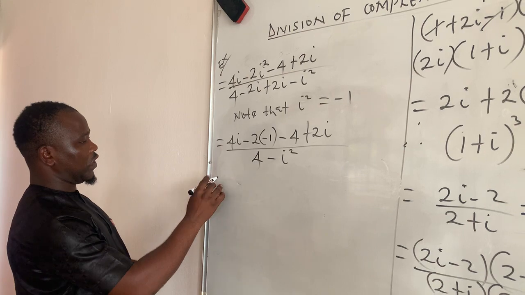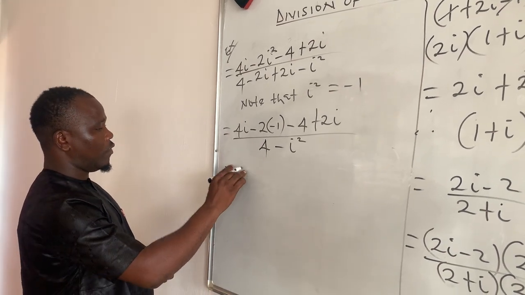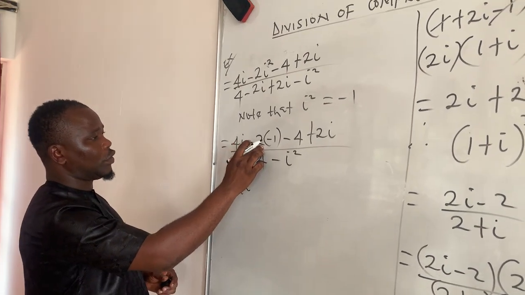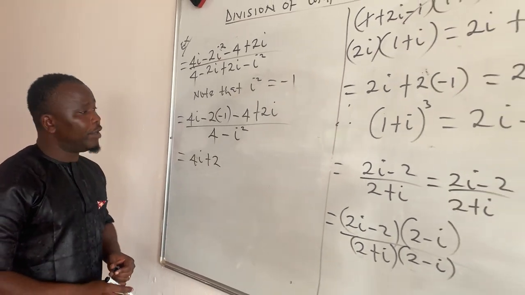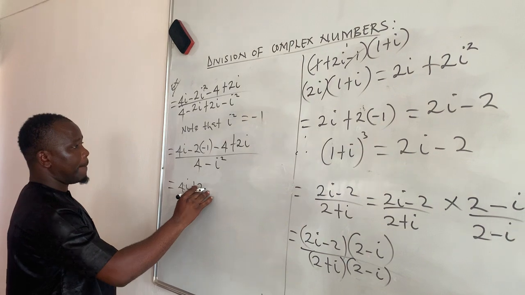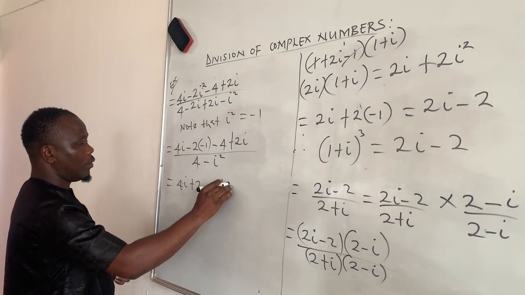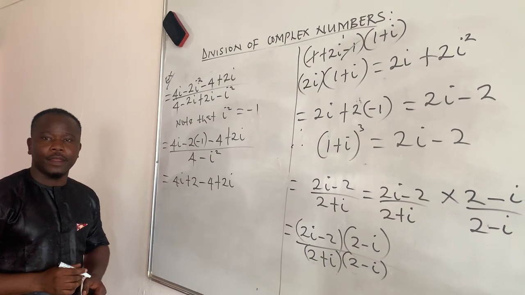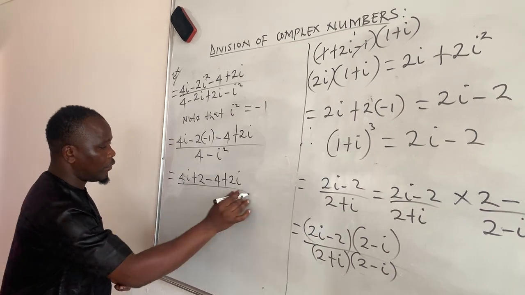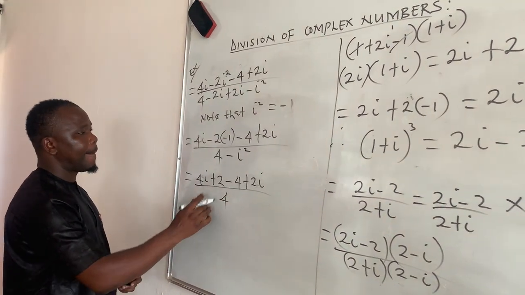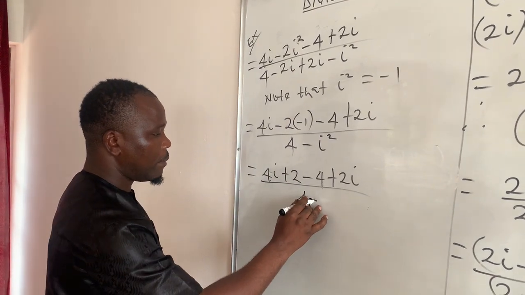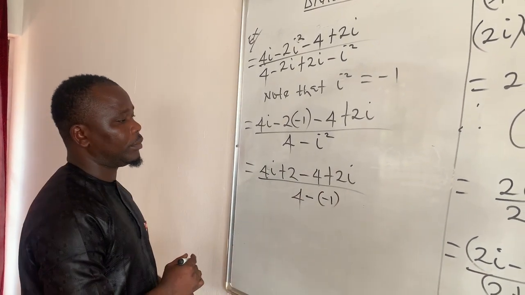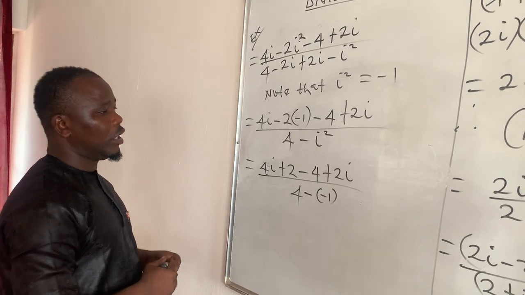Then let us consider the numerator. 4i minus 2 times minus 1 will give us plus 2. Then minus 4 plus 2i, all over 4 minus, note that i squared is always minus 1, minus all in bracket minus 1. Is that clear?